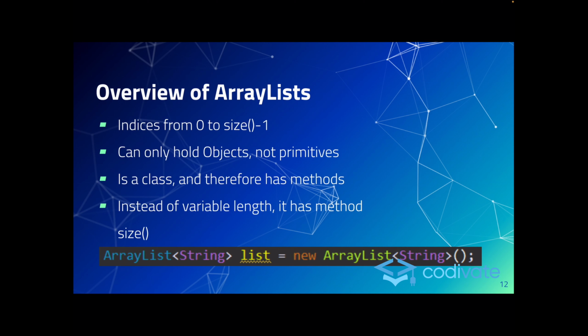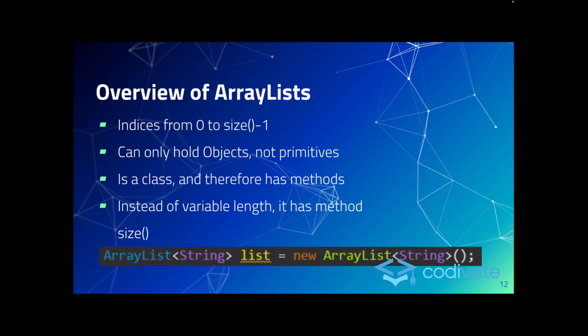Since array lists are a class, they can have methods, and in fact, they do have methods. For example, there's the size method, and we'll see that on the next slide. But for now, one specific method that you might use a lot is the size method. Whereas with an array, you use the length of the array, array lists have a size method that gives you the size or the length of an array list.